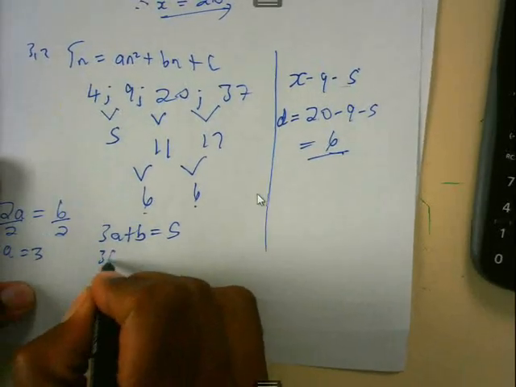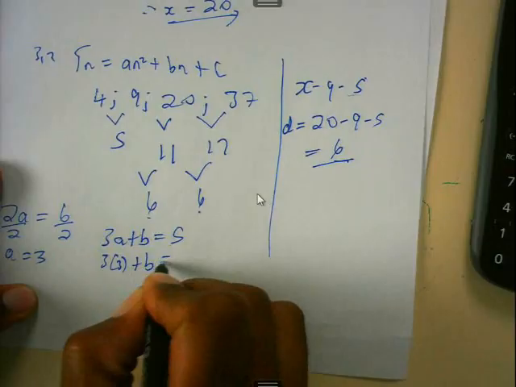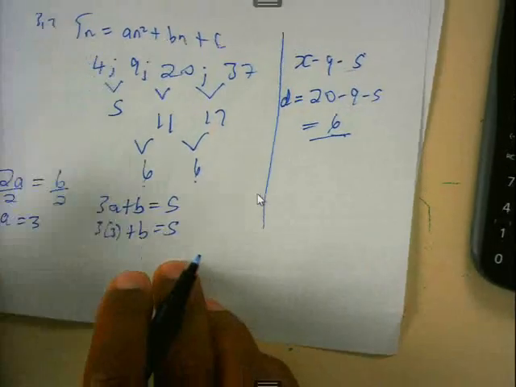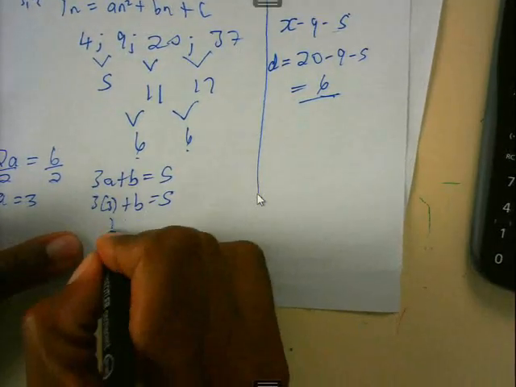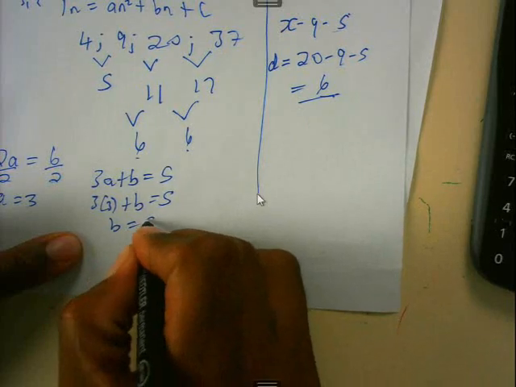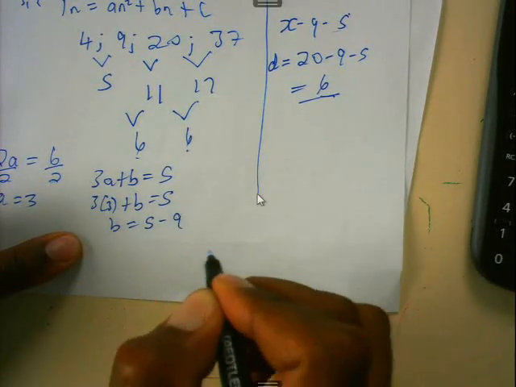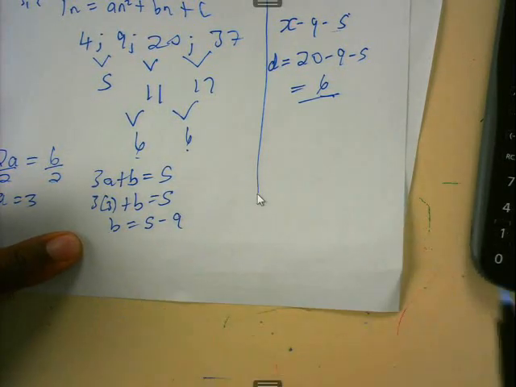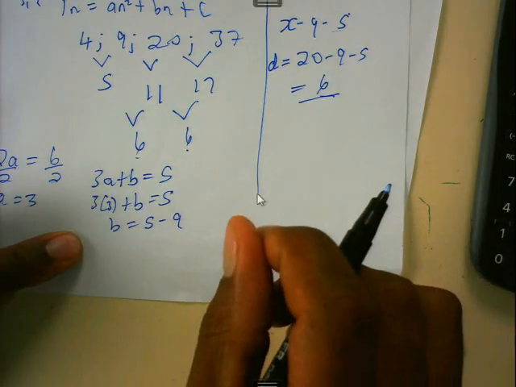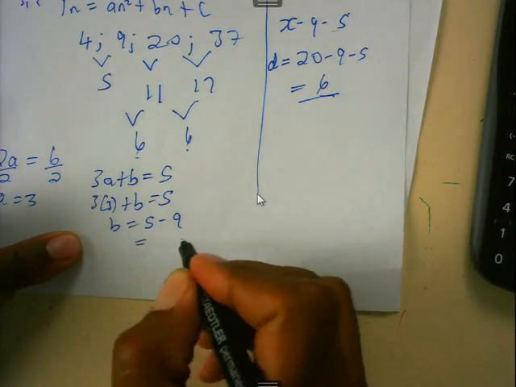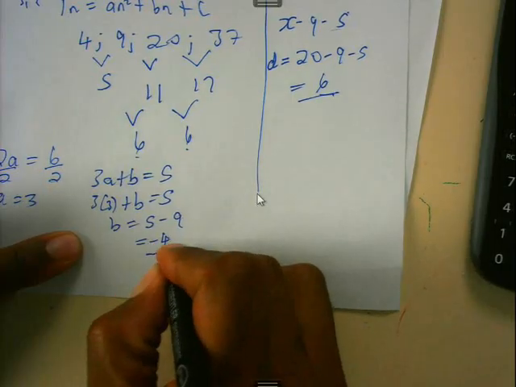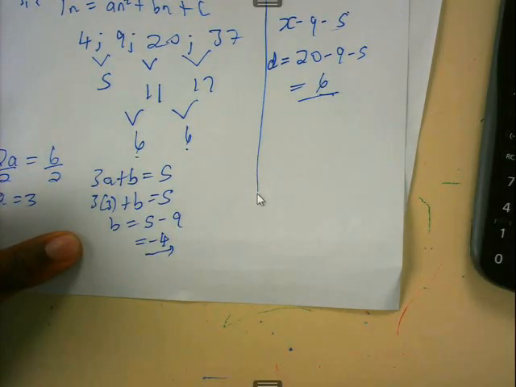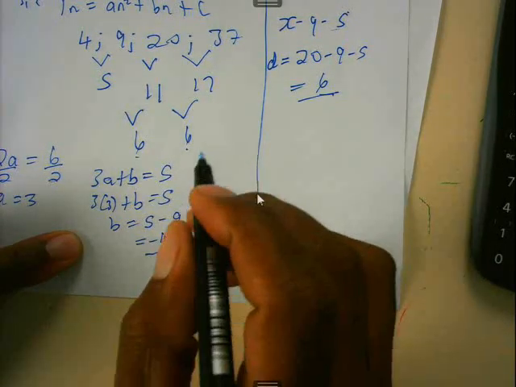Now you say 3 multiplied by 3 there plus b. That is 5. What is 3 times 3? It is 9. Therefore, b is equal to 5 minus 9, not 6, right? It's not 3 times 2. 3 times 3, that is 9. Of course, 5 minus 9, it is minus 4.